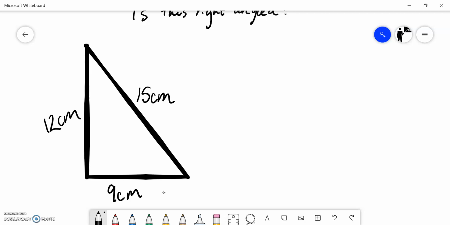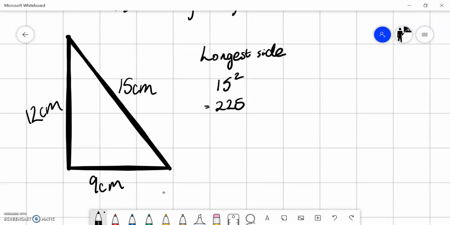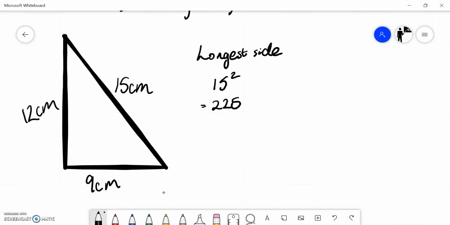So what we're going to do is, if this were the hypotenuse, we would square this side. So let's do our longest side. The longest side, that's going to be 15, and we're going to square that. 15 squared is 225. So if this is right angled, then the square of the hypotenuse is equal to the sum of the squares of the other two sides.